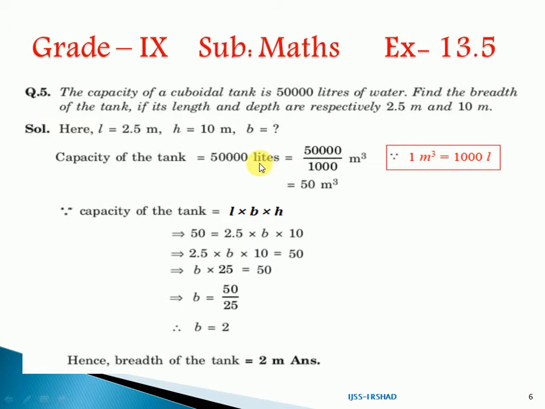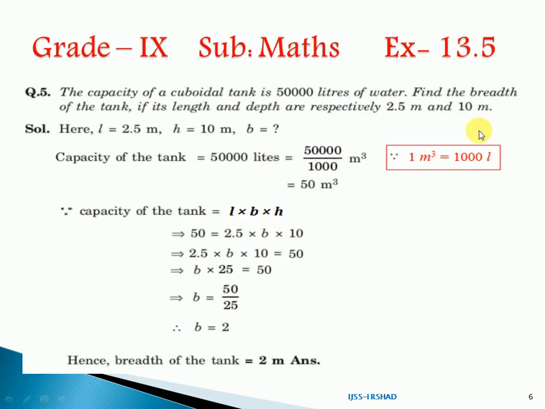This spelling of liters is wrongly written here by mistake. You can just make correction here. It will be LITRES. R is missing here. Just do correction here. And we know 1 meter cube equals 1000 liter, or you can say 1000 liter equals 1 cubic meter. So this liter I want to convert into meter cube.